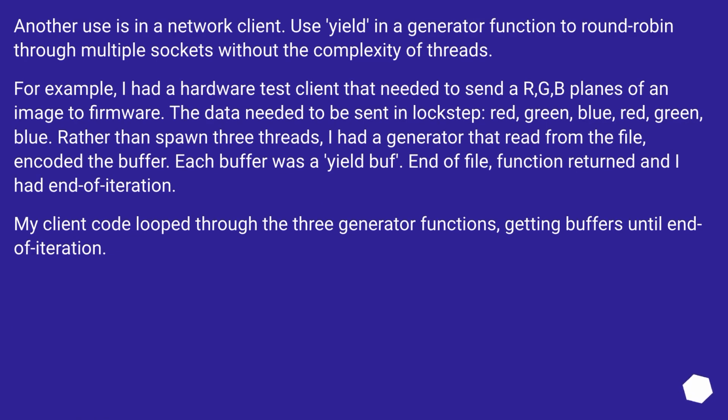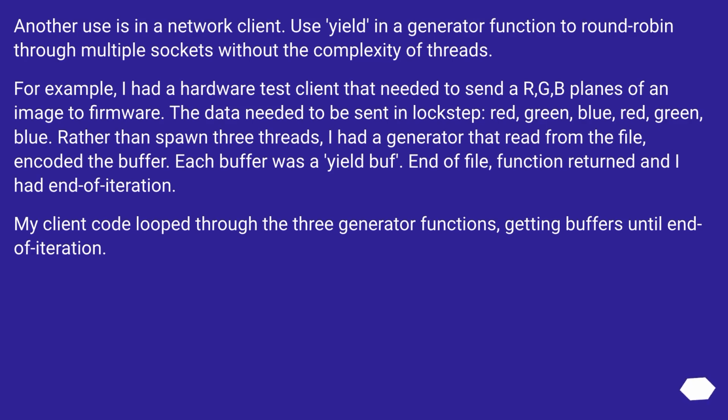Another use is in a network client. Use yield in a generator function to round robin through multiple sockets without the complexity of threads. For example, I had a hardware test client that needed to send RGB planes of an image to firmware. The data needed to be sent in lockstep: red, green, blue, red, green, blue.